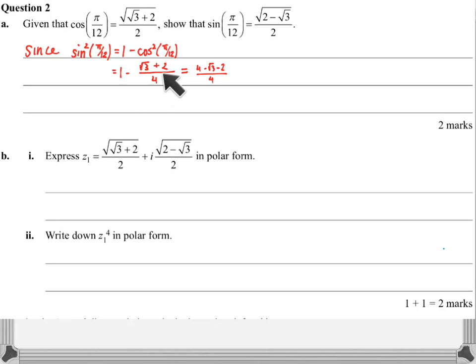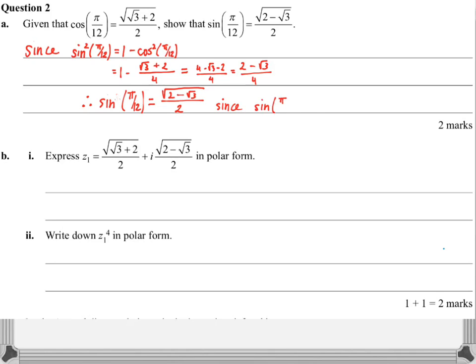1 minus, there's the answer for cos, and we square it to obtain this, and we can form a common denominator of 4, so we get 4 on 4 here. And finally, we obtain that for sine squared. So that there is sine squared, and we go ahead and square root to get what we've got for sine. So sine is just the square root of that value.